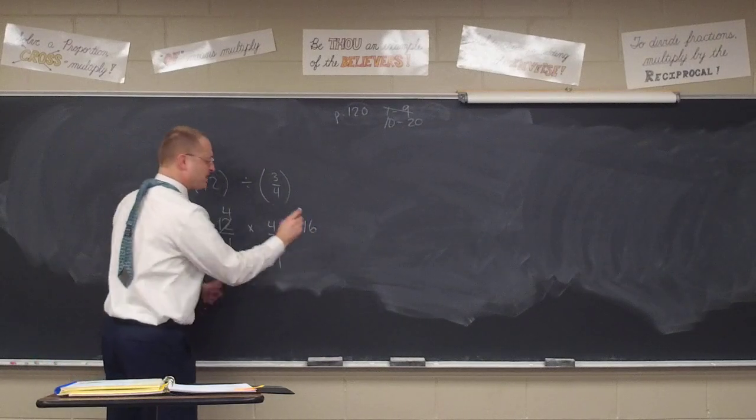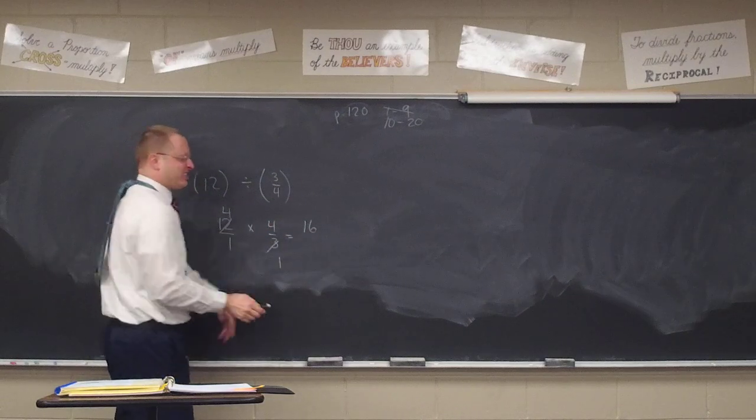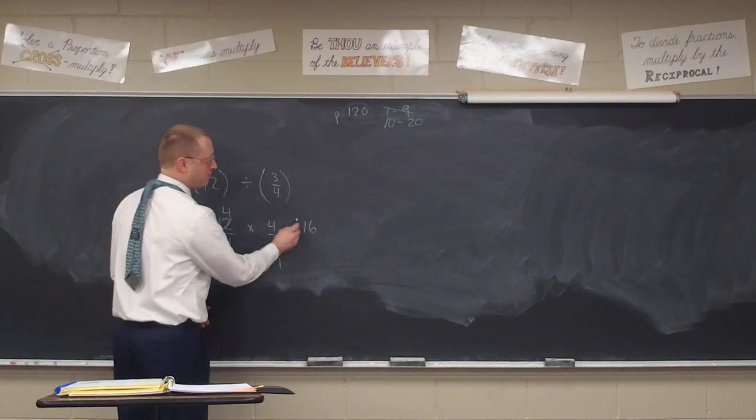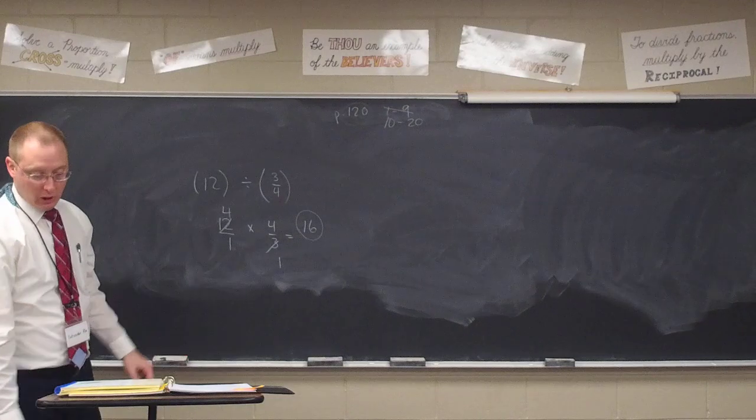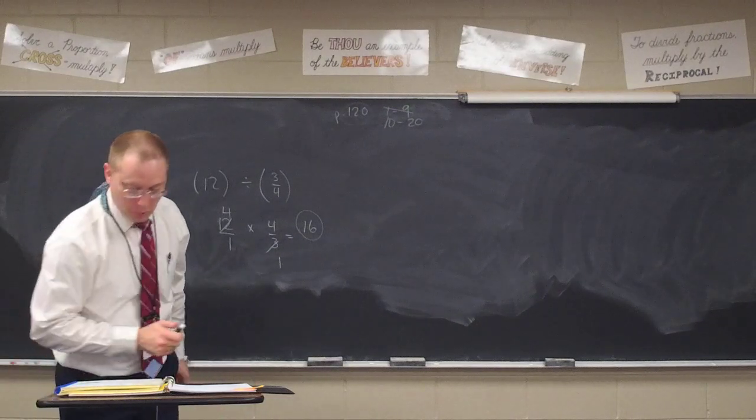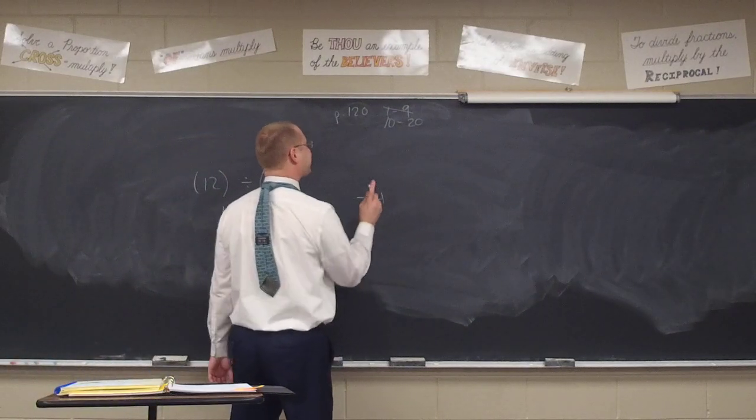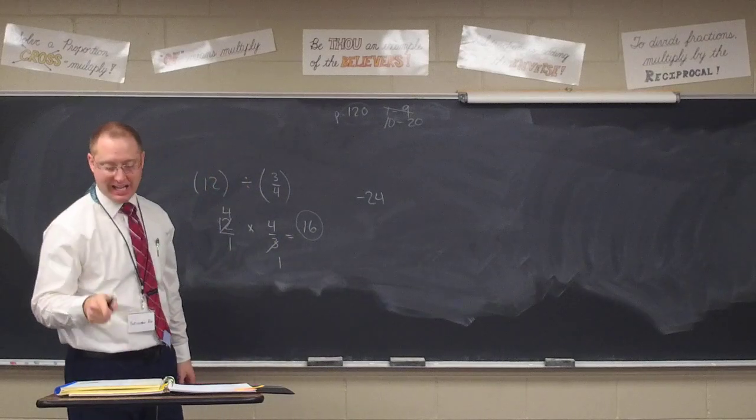16. Do I need to say 1 times 1 is 1? No. Nah, it's in the denominator. It's not wrong if you say 16 over 1, but I'm lazy. I'm just going to say 16. Look at number 22. We've got a negative 24, and it says divided by 8 ninths.